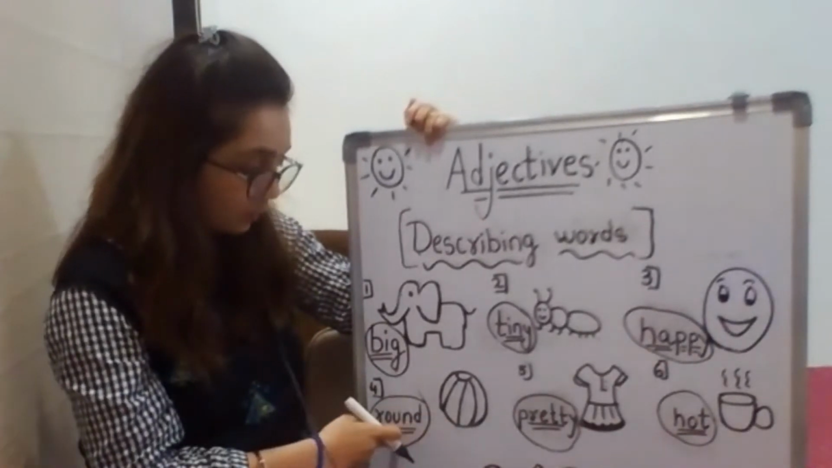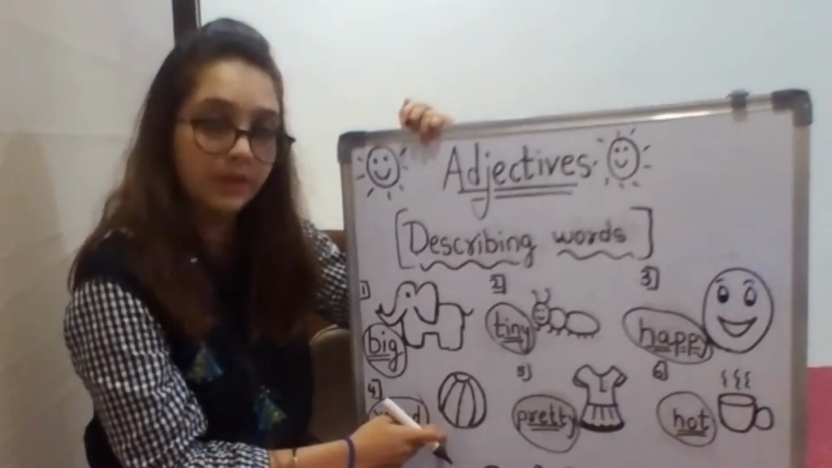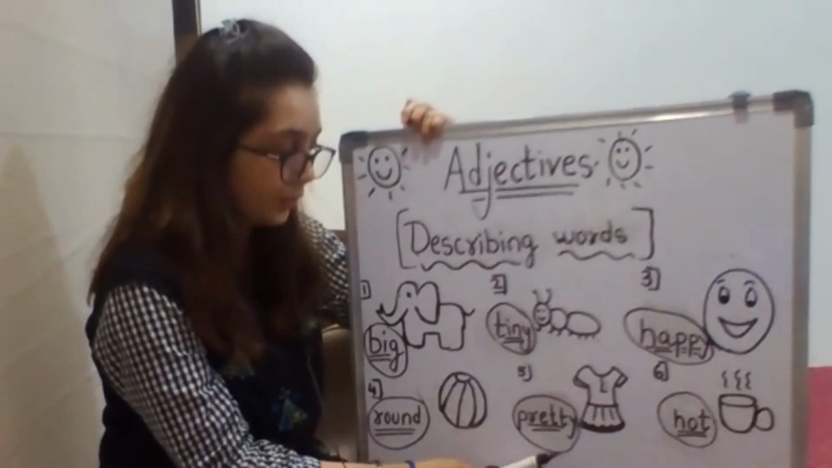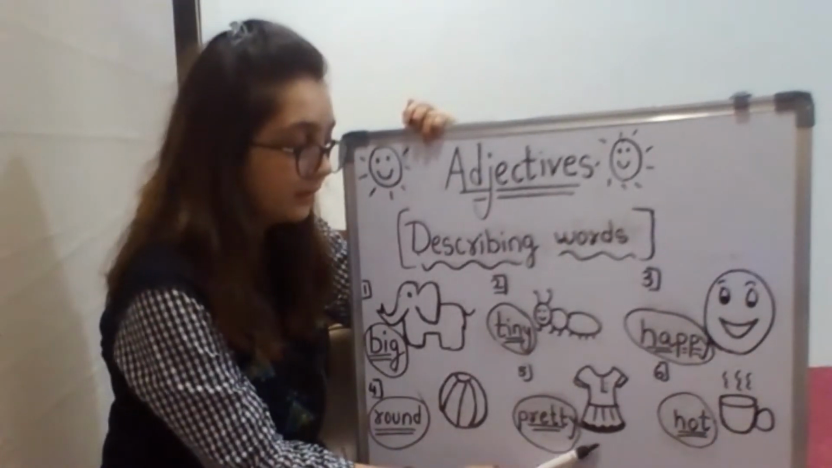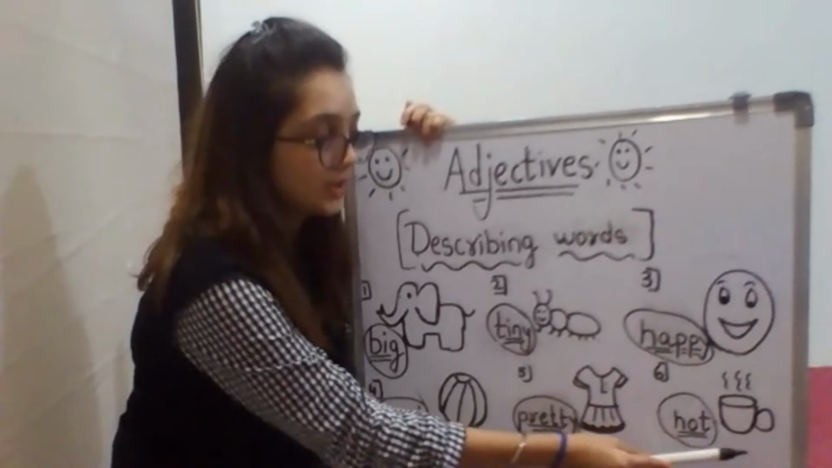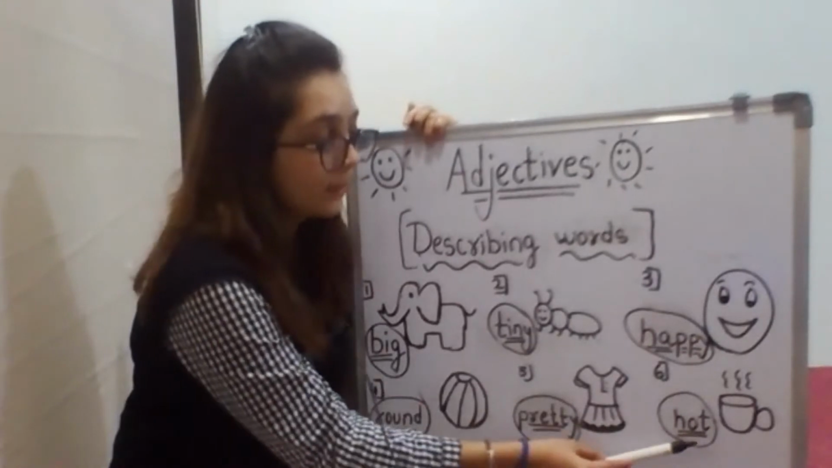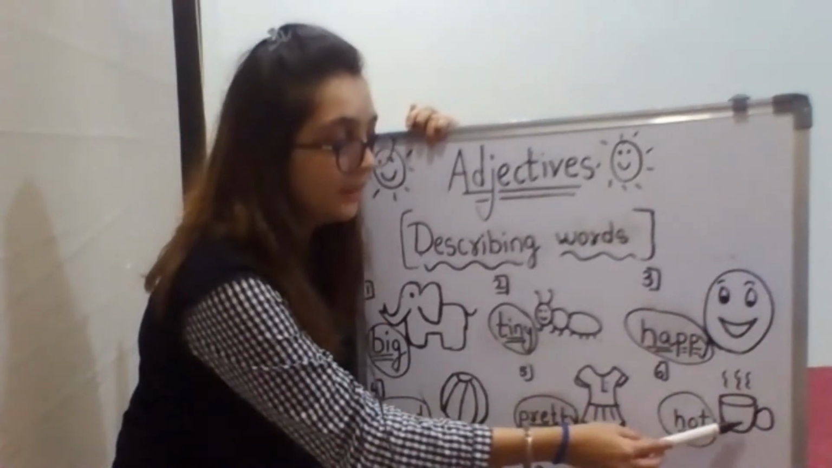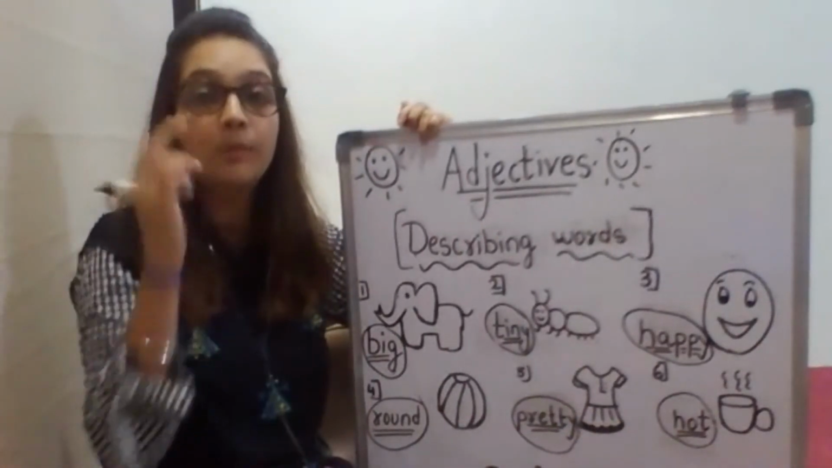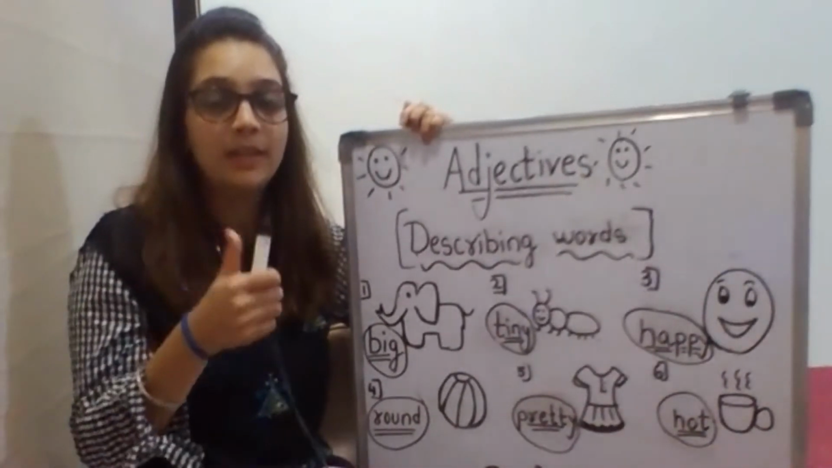Round ball. Over here, the word round is describing the thing, the ball, the noun. The next is pretty dress. So over here, the word pretty is describing the dress. That the dress is pretty. And last is hot tea, hot cup, hot milk, hot coffee, anything you can keep. So over here, the word hot is describing the noun, that is cup. Now, to learn more detail about adjectives, I will show you my PPT. Okay. Let's get started.